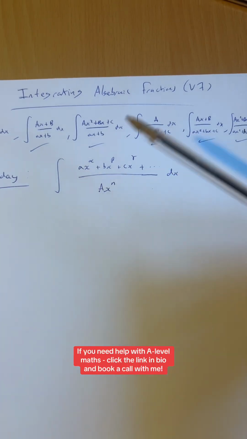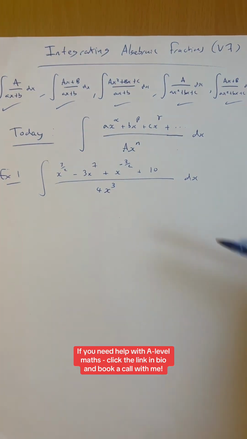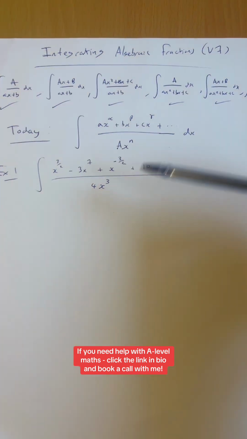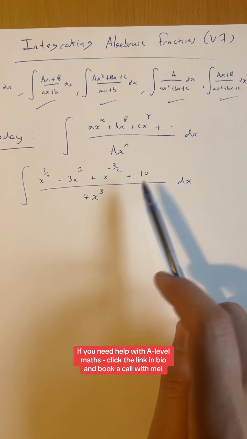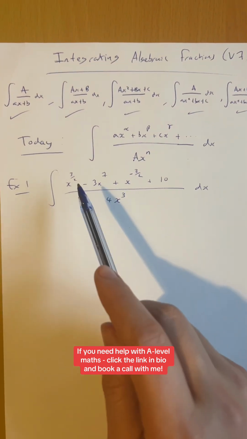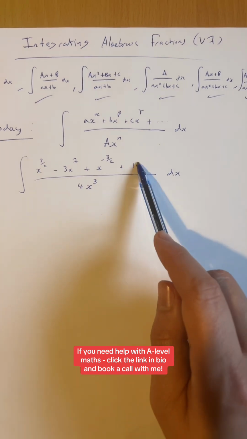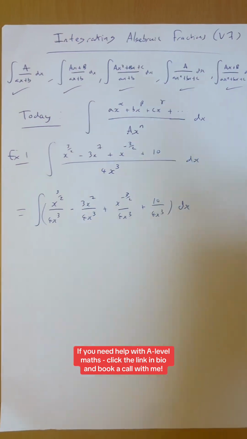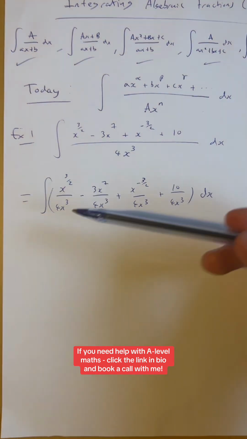Let's look at an example like this. So let's say you had a question that looks something like that. How would you deal with this? Well, with these types of integrals, all you want to do is split this fraction into 4 separate terms. So this divided by that, this divided by that, this divided by that, this divided by that. And so we end up with something looking like this.